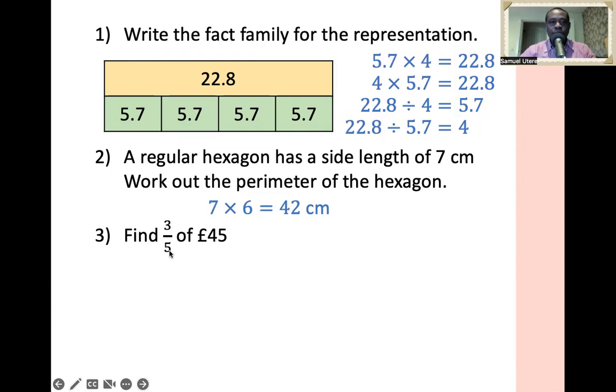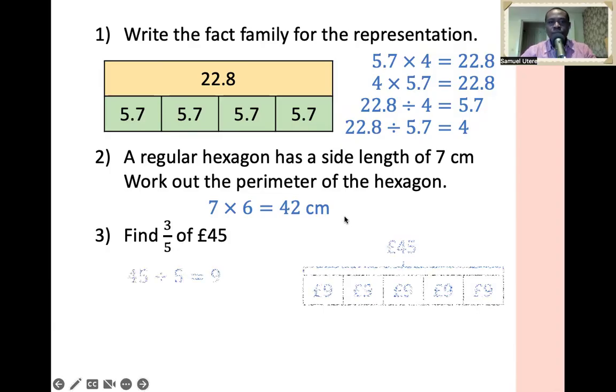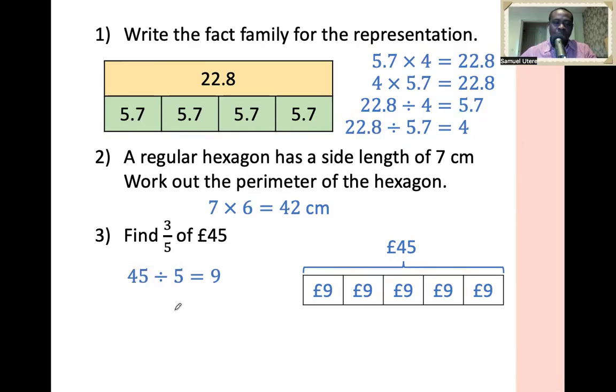Here, find 3/5 of 45 pounds. First, we need to find 1/5. And then once we've found 1/5, we can find 3/5, which is just to multiply that by 3. Something else I want you to take note of is whenever you see calculations like this, I know we've done this in our previous lessons, but it's a retrieval practice. So it's important for you to remember things you learned.